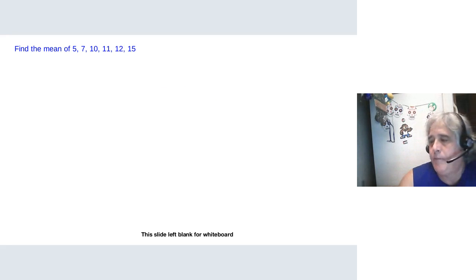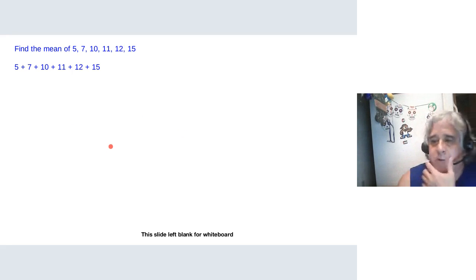All right. So what are we going to do? We're going to add those up: 5, 7, 10, 11, 12, 15. And then we're going to divide by the number of pieces there are, which is 1, 2, 3, 4, 5, 6.